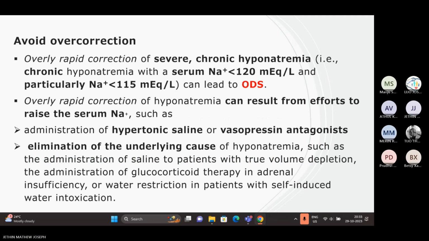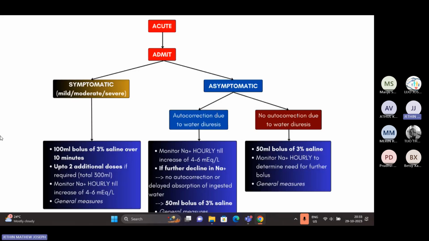So regarding overcorrection also, we've talked about. So this flowchart is very important. First we'll deal with acute hyponatremia. In acute hyponatremia, it is always better to admit the patient. There are two types, symptomatic and asymptomatic. Whether the patient has mild, moderate, or severe symptoms, you admit the patient, and the next step is 3% saline, hypertonic saline. So how much 3% saline to give?